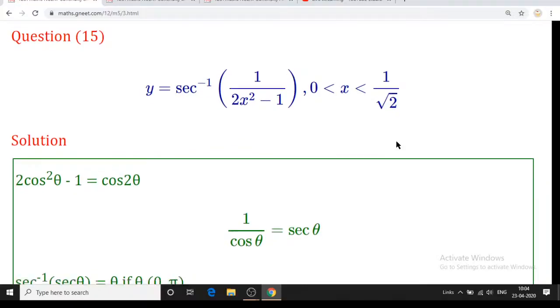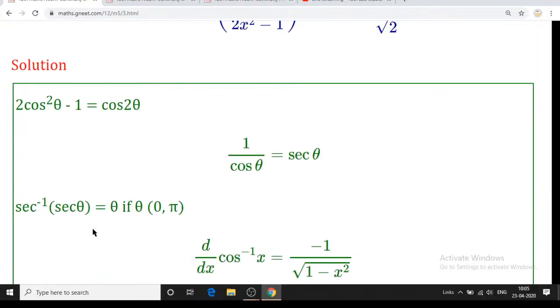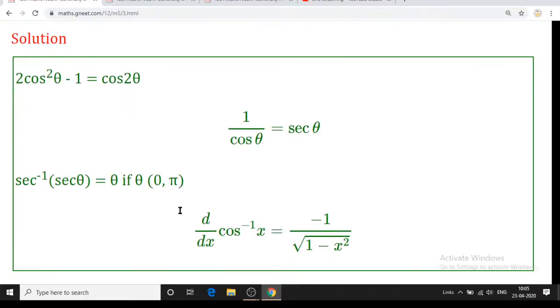Now the formula required here is, we know that 2 cos square theta minus 1 is cos 2 theta. So to use this, your x will be cos square theta. Then only I can replace this as cos 2 theta, and for that I have to consider x as cos theta. We know that 1 upon cos is sec, and sec inverse of sec becomes theta if theta lies between 0 and pi.